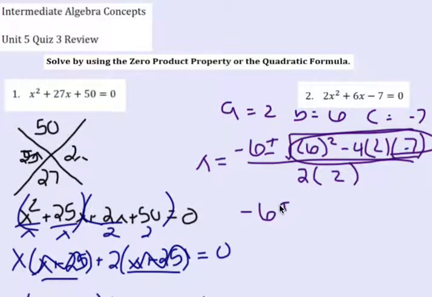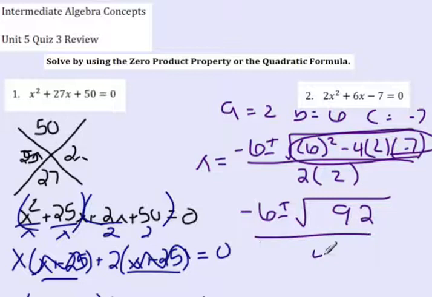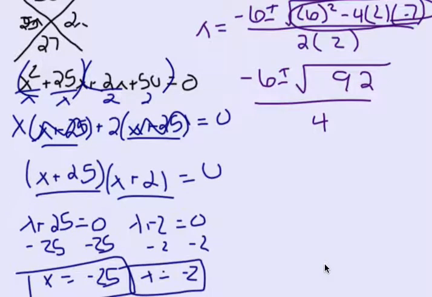So negative 6 plus or minus, and when I type that in my calculator, you always want to make sure you put parentheses around the squared term. So 6 squared minus 4 times 2 times negative 7. Well, that's going to be 92. And then we're going to divide it by 4. So then we're going to do negative 6 plus the square root of 92. Now I want to type that in my calculator first. Negative 6 plus the square root of 92. Hit enter and then divide it by 4.